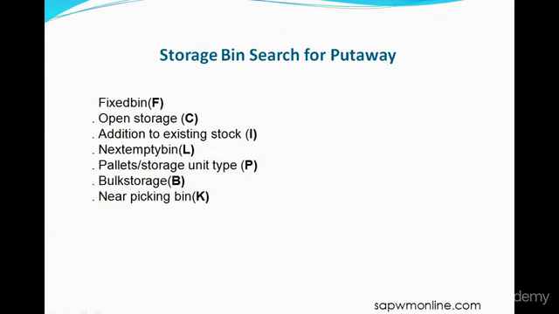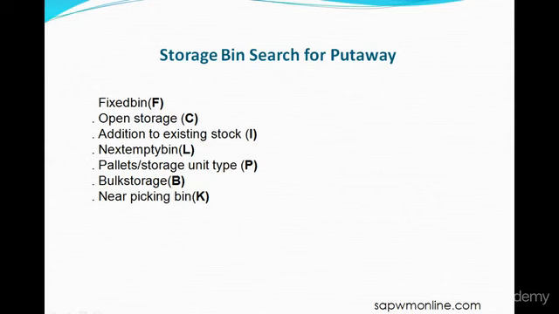So standard SAP offers some strategies that could be used for put-away in a warehouse. Some of the strategies that SAP offers are the fixed bin strategy and open storage strategy, addition to existing stock strategy, next empty bin strategy, pallet storage unit type P, which is denoted by P strategy. We have the bulk storage type and then the near picking bin strategy.